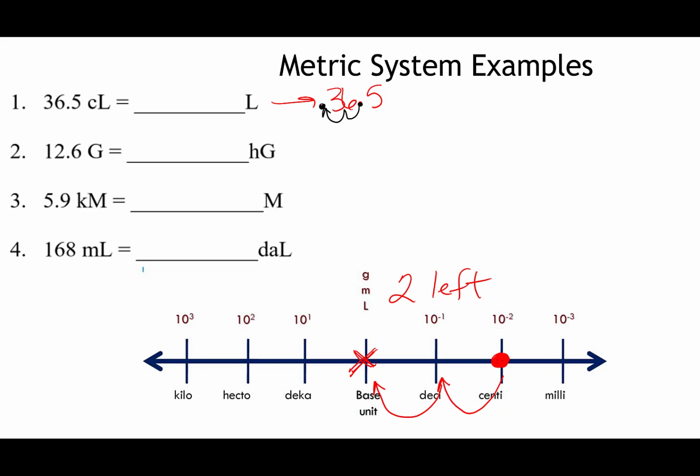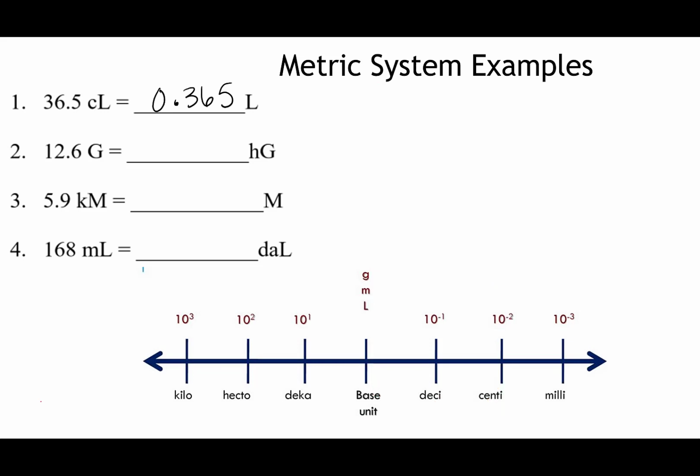You're not using your calculator at all. You're just moving the decimal back and forth. And so 36.5 centiliters is 0.365 liters. Okay, number 2 is 12.6 grams, and we want to convert that to hectograms.